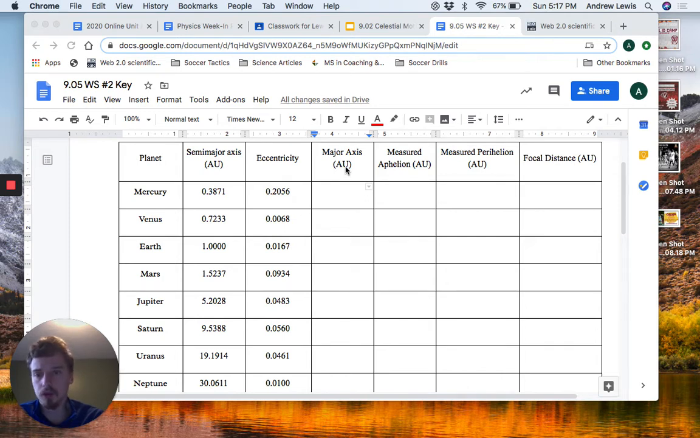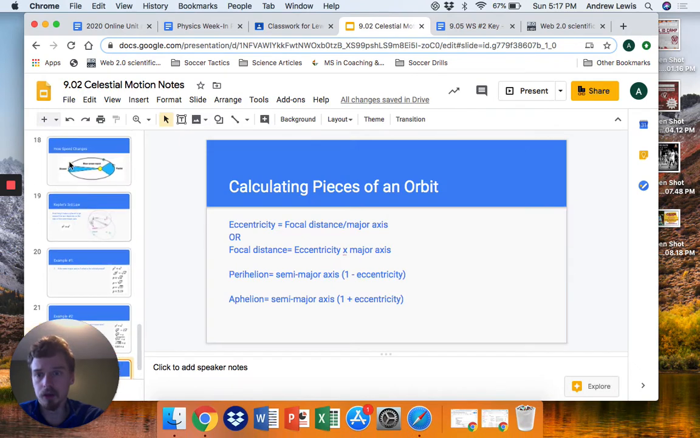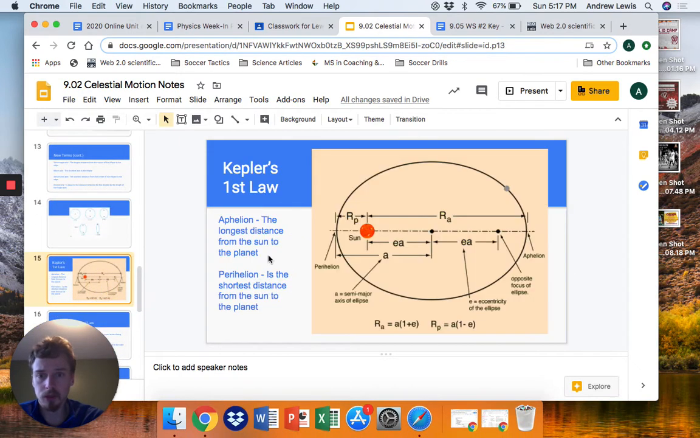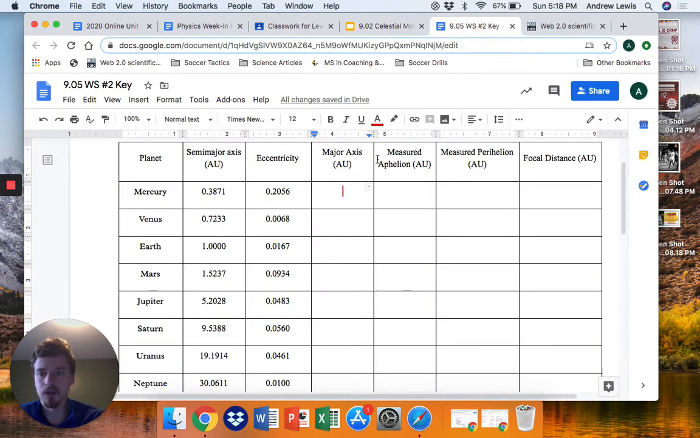So the first thing that you guys should do is look at the major axis. That should be pretty easy because if you remember, looking at our notes, the difference between the semi-major axis, so from the outer edge to the middle, and the major axis is that the semi-major axis is half of the major axis, or the major axis is double the semi-major axis. So all you really had to do for this first column is just multiply this first number by 2, right? All you need to do is double this. So for this first one, if I double it, should just be 0.7742 astronomical units, right?